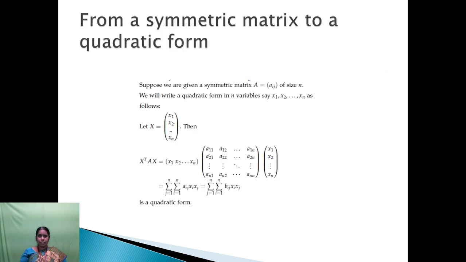Next, how are we going to form a quadratic form from a symmetric matrix? If they give a matrix, then how do we convert it into a quadratic form? Yes, first one. Suppose we are given a symmetric matrix of size n, then we will reduce it to a quadratic form in n variables x1, x2, etc., xn as follows. Let us take capital X equal to x1, x2, etc., xn. Then calculate x transpose A x, which is the summation of Aij xi xj, the same thing as the summation of Bij xi xj, which is a quadratic form.